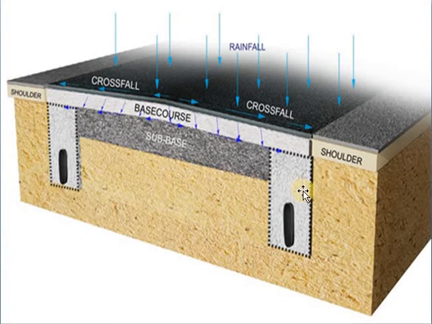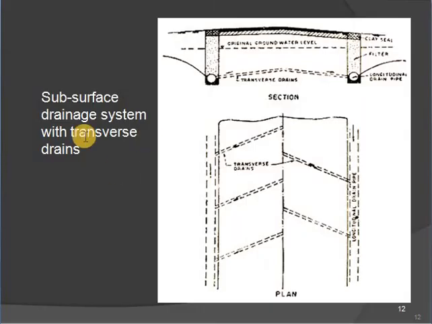And you can see this is the actual diagram. Here also this is the rainfall falling on the pavement, and this cross fall, the water which lays, comes under this drainage. This is the subbase and base course, and these are the shoulders, and this is the subsurface drainage system with the transverse drains. You can see this is the plan from the top view, and this is the section, which is the front view.